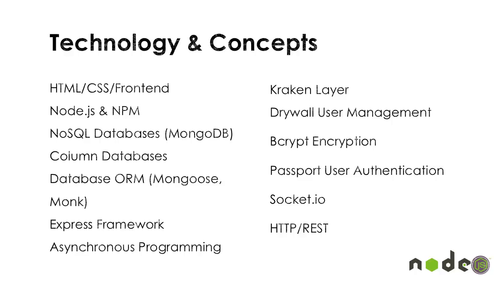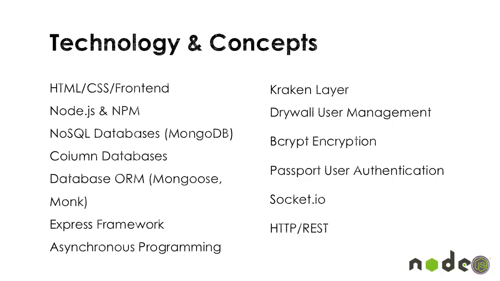Technology and concepts, I couldn't fit them all on the page. There's just so many. We're going to be dealing with a lot of front-end frameworks like Bootstrap, Kickstart, Foundation, obviously Node.js and NPM. NoSQL databases, especially MongoDB, which is a really scalable NoSQL database. We'll also be looking at a column database called Apache Cassandra in one of the projects. We're going to be dealing with different database ORMs like Mongoose and Monk. These are basically node modules that allow us to interact with the database.